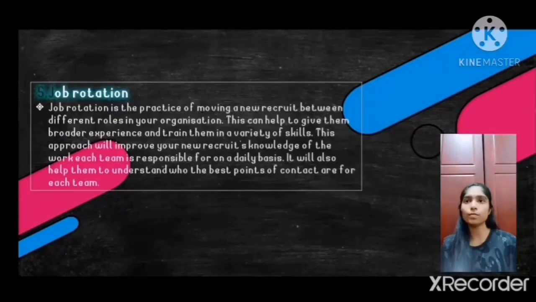Number 5, job rotation. Job rotation is the practice of moving a new recruit between different roles in your organization. This can help you to give them broader experience and train them in a variety of skills. This approach will improve your new recruits' knowledge of the work each team is responsible for on a daily basis. It will also help them to understand the best points of contact for each team.